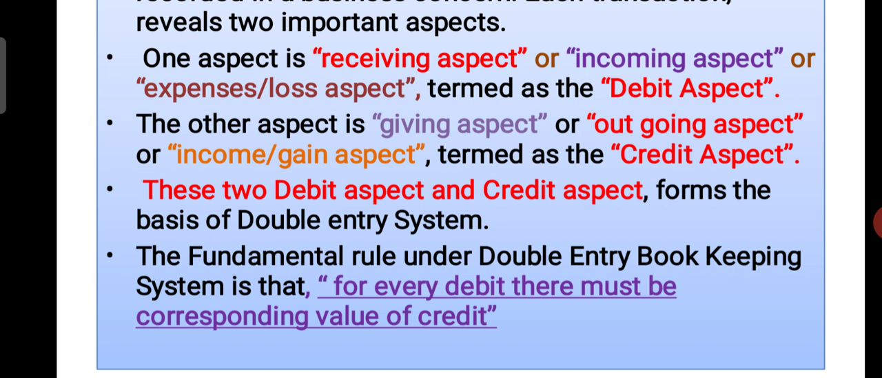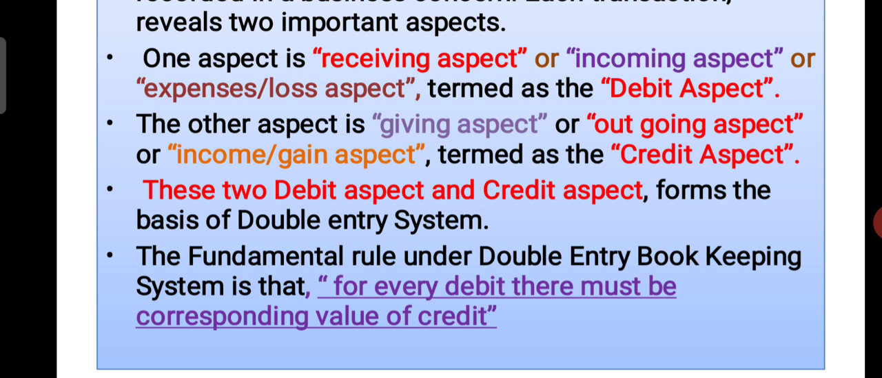So next point, these two, debit aspect and credit aspect, form the basis of the double entry system. The two aspects of a business transaction lay down the foundation of a double entry system. On this system, the entire building of accountancy will be constructed. What are the two aspects here? Debit aspect and credit aspect. These are the foundations for double entry system.